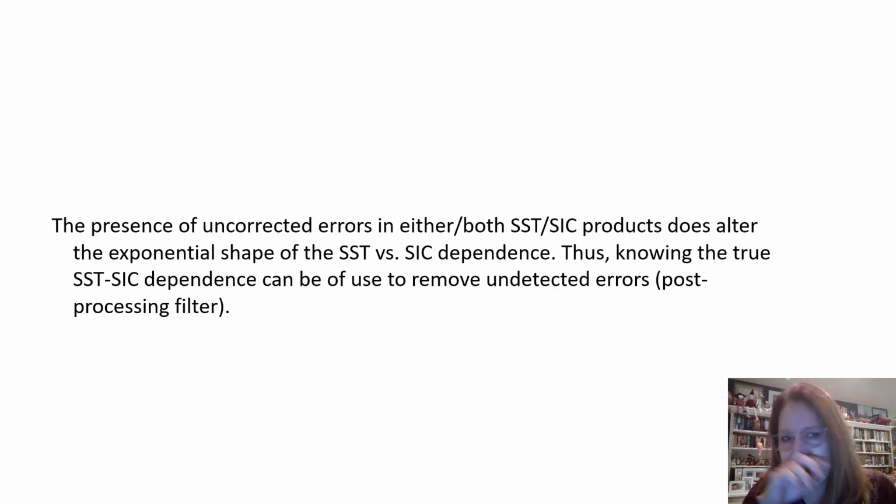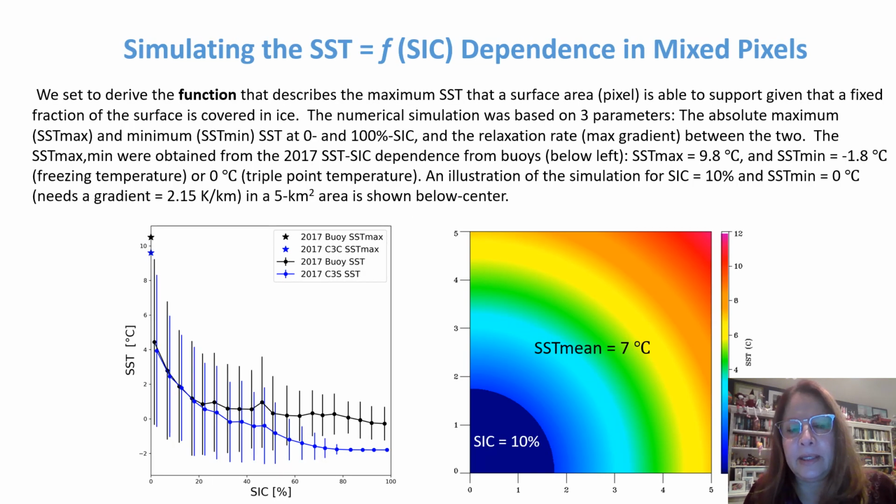So in summary, the presence of uncorrected errors in either the ice or the SST product, or both, does alter the exponential shape of the SST versus ice concentration dependence. So if we know the true shape of the SST ice concentration dependence, in theory at least, we can use it to correct for undetected errors.